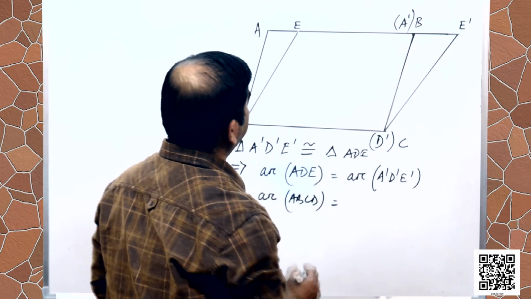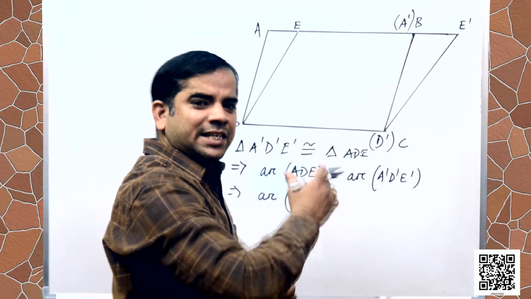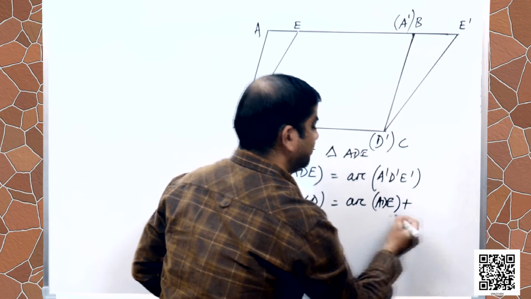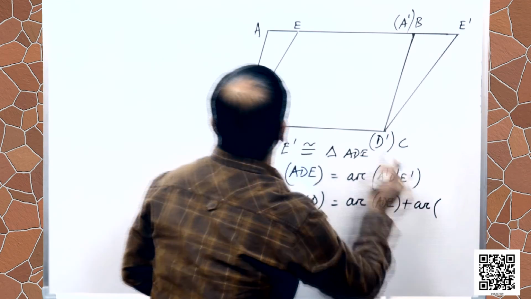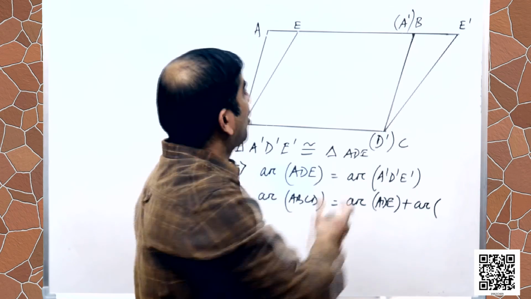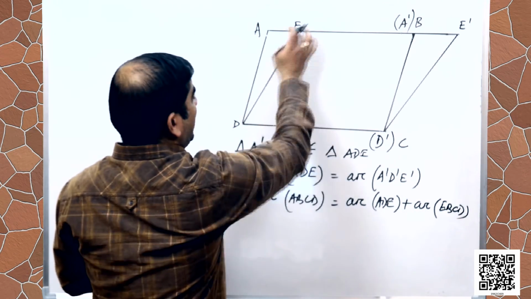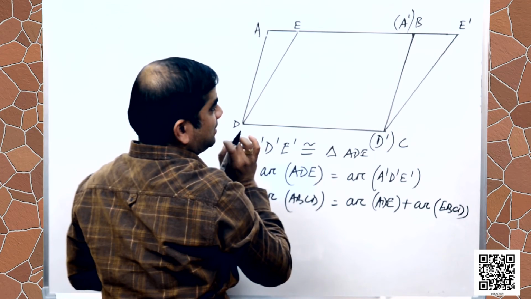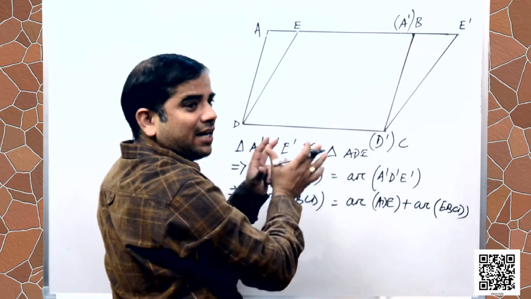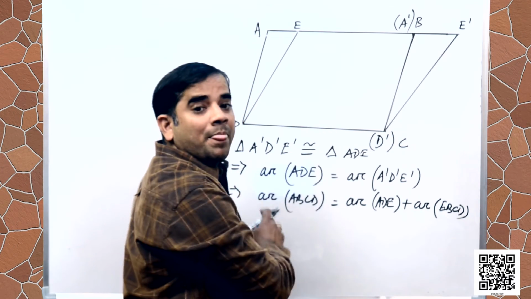Now just think about area ABCD. Area ABCD is the sum of area ADE and area EBCD, that is a quadrilateral. The sum of these two, the triangle and the quadrilateral, sum up to the area of the parallelogram, because they are within the parallelogram ABCD. So their sum of the areas will be the area of parallelogram ABCD.